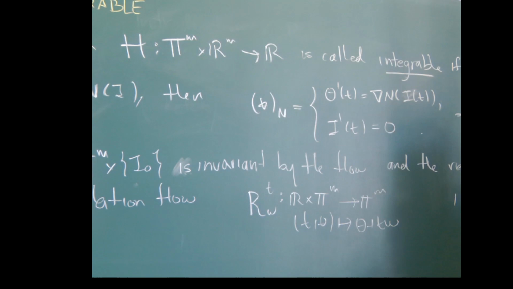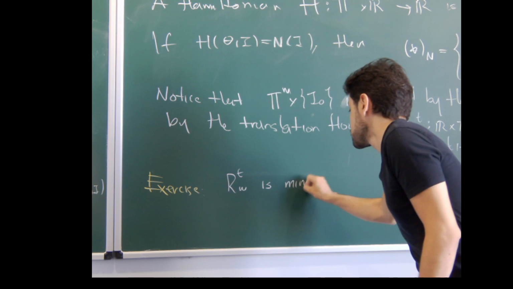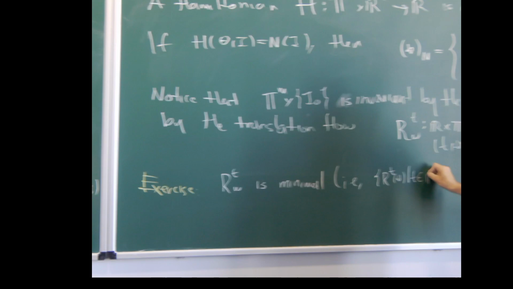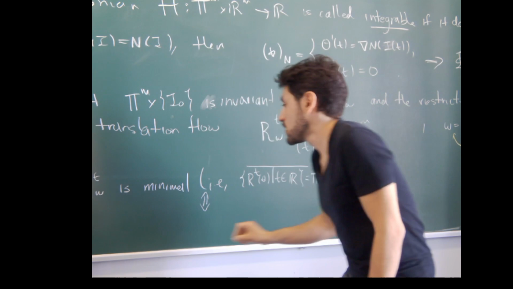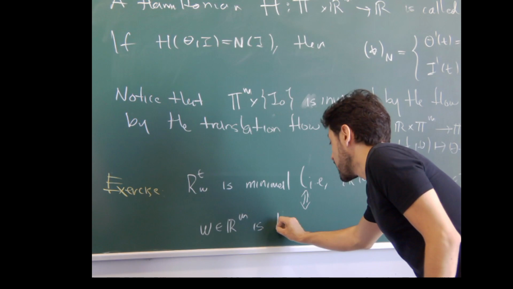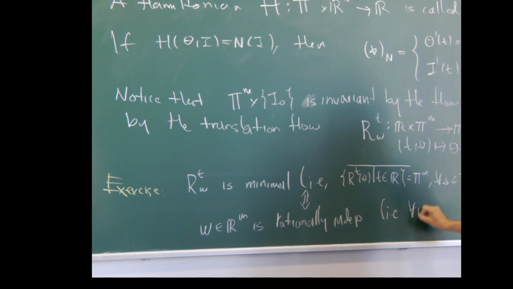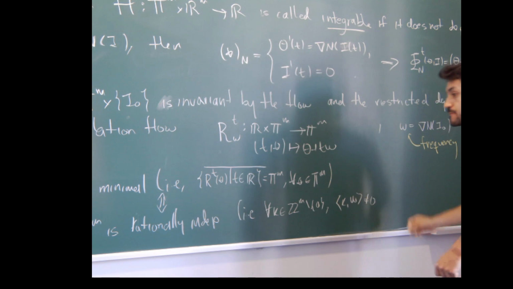So I will leave you a fact, like an exercise, a proposition you can show. It turns out that this flow is minimal, meaning that every orbit is dense. This happens if and only if this vector is rationally independent. So what is rationally independent? This means that for any integer vector I pick, this inner product is different from zero. Okay, this will play an important role for me, so this is what I'm mentioning now.